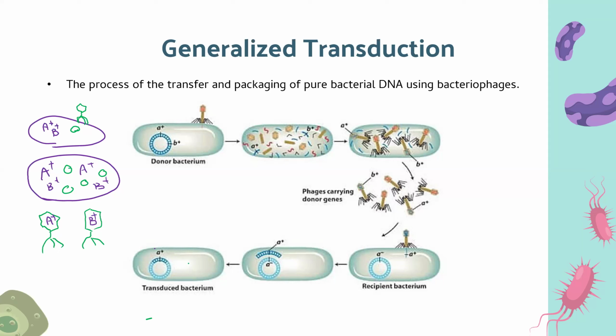What happens at this stage is we have this other bacterium here that is A negative. If this bacteriophage infects this bacterium, it is going to give it this pure bacterial DNA that is A positive. With that, it's giving this bacterium, the orange one here, new traits, and it is now also considered A positive. So generalized transduction is pure bacterial DNA. There is no viral DNA involved whatsoever. The bacteriophage just acts as a carrier from the donor bacterium to the transduced bacterium.